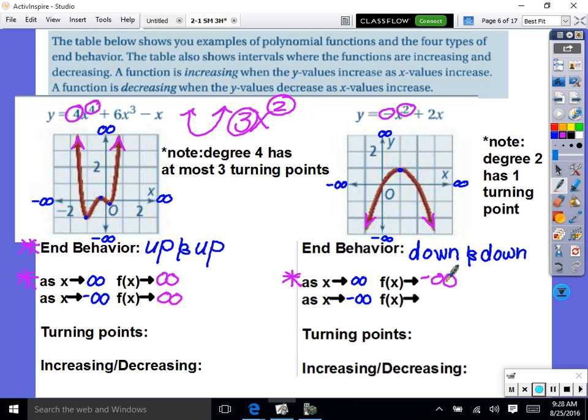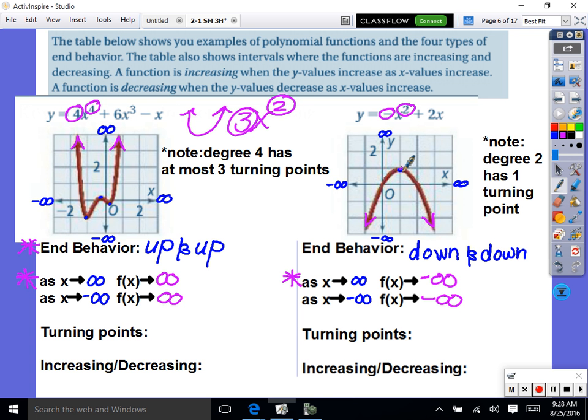You guys are in limits right now, which is a calculus topic. So as x is approaching negative infinity, where's my function growing to? Negative infinity. Very good. Now quadratics always have one turning point, right? You can't have a quadratic without a turning point, and it only can have one. Okay, very good. So it has one turning point. I have a note up there for that.